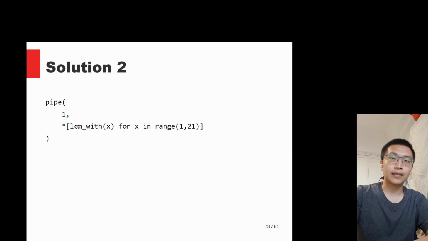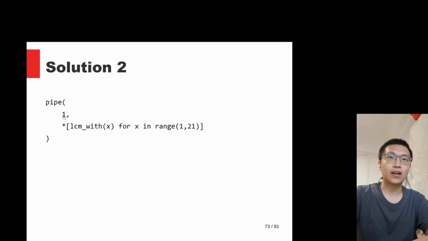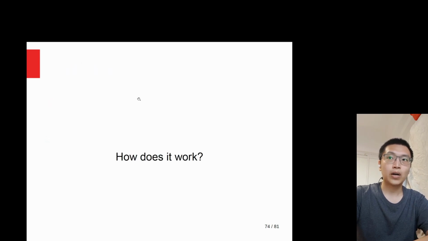So this way of writing things is a little bit easier because it is somewhat similar to this style of thinking. So you start off with 1, 2. What happens if you get the next number 3? What happens if you get the next number 4, etc., etc.? So you start off with a starting value 1, and then you LCM it against this range of numbers. And so this would be a different approach to this problem. So how does it work?